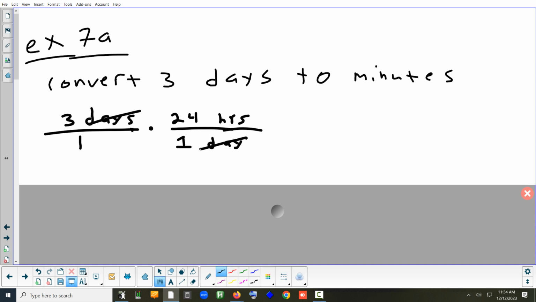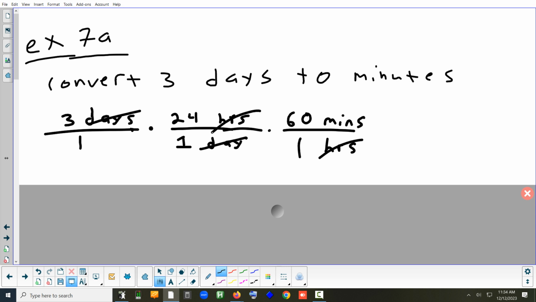Okay, so now days is gone. And if you stop there, you have hours. Okay, now we'll go to the next unit. What's the next unit down from hours? Minutes. We're going to try to get rid of hours, so we end up with minutes. Hours is in the top. Where would hours go to cancel out? Bottom. So hours in the bottom. Minutes in the top. And what's the connection between hours and minutes? 60 minutes in 1 hour. So hours is gone. And what's the only unit we're left with?